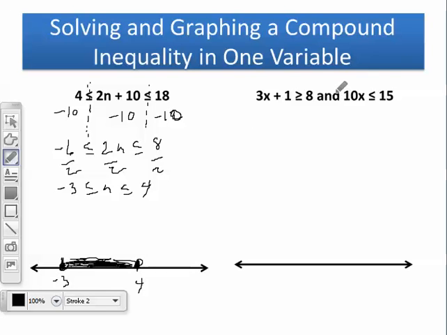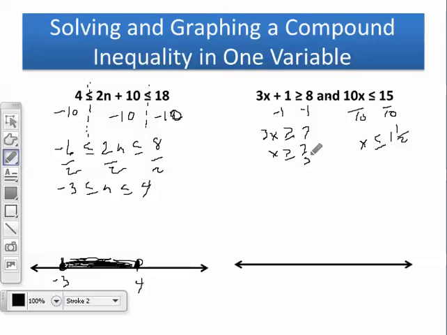Look at this one over here. Once again, two statements, going to solve them independently. Subtract 1 from both sides. I'm going to get 3x greater than or equal to 7, and x is greater than or equal to 7 over 3. Over here, I'm going to divide by 10, and I'm going to get x is less than or equal to 1.5.